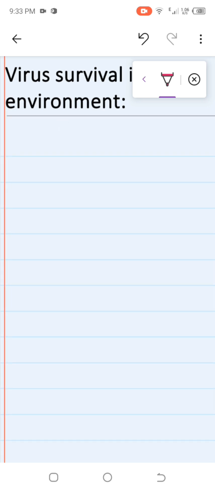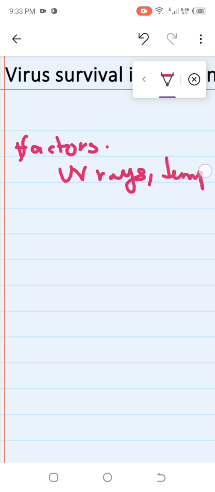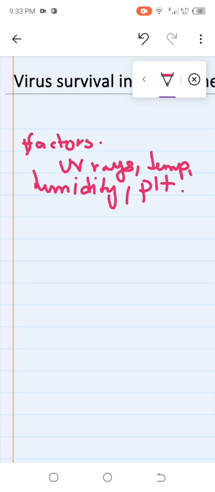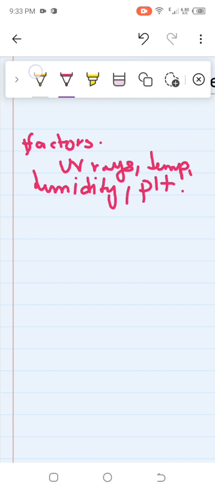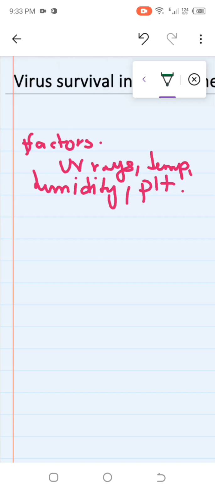So we can say the factors can be UV rays, temperature, humidity, pH, like that. These are basically the factors which can affect the virus as it survives in the environment. Now, first of all, the first factor we're going to discuss in today's class is virus survival and temperature.